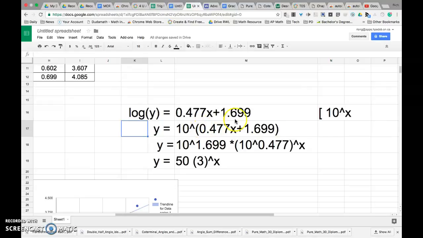And so then what I can do is separate those out because I'm adding here, which means I'm multiplying with the base. So I go 10 to the exponent 1.699 multiplied by 10 to the 0.477 all to the x, right? And we often did that when we were solving equations where we pulled things apart. So if you go in your calculator and you do 10 to the 1.699, you're going to find that that's equal to 50. And then if you do 10 to the exponent 0.477, you're going to find that that equals 3. And look at that. Lo and behold, we get our actual original equation.